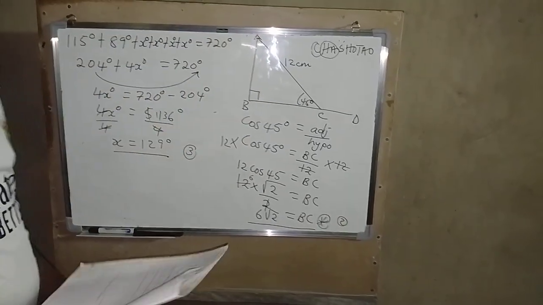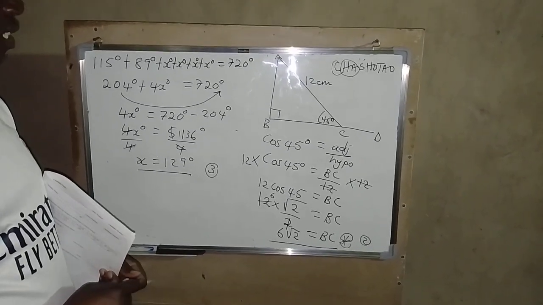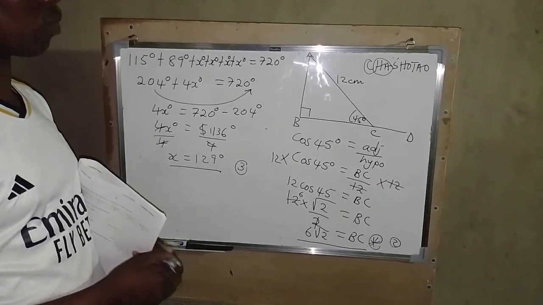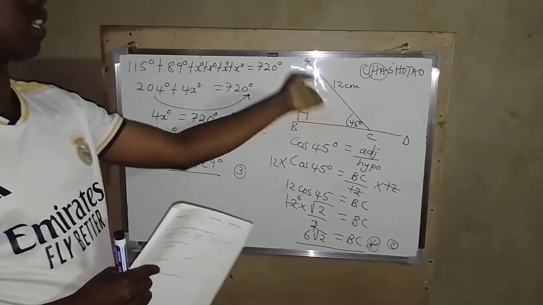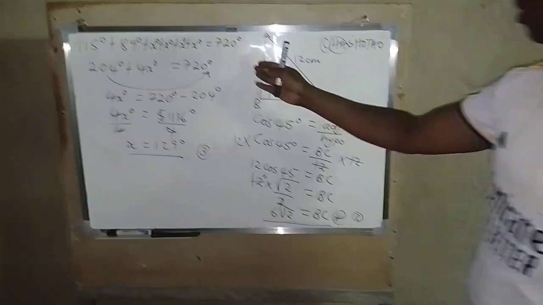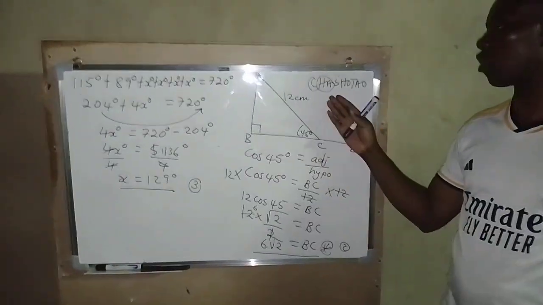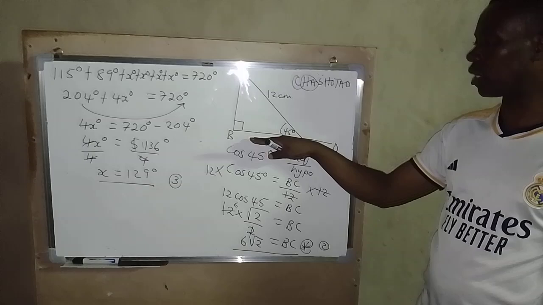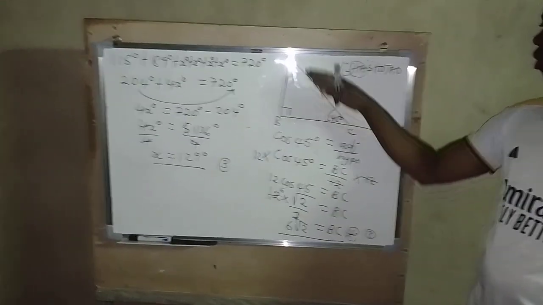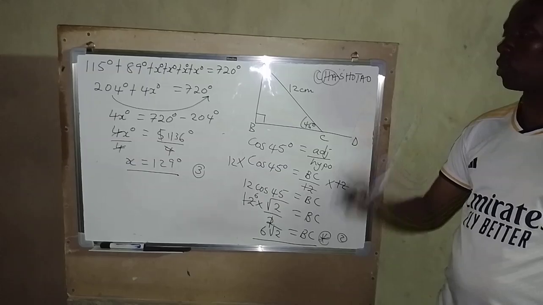This is how we get the value of BC. We cannot use Pythagoras because we are only given the hypotenuse. The opposite, no value, and the adjacent, no value. So we use the acronym SOHCAHTOA, where we have the adjacent, where we're now calculating the adjacent of this right angle triangle. So it's adjacent over hypotenuse.